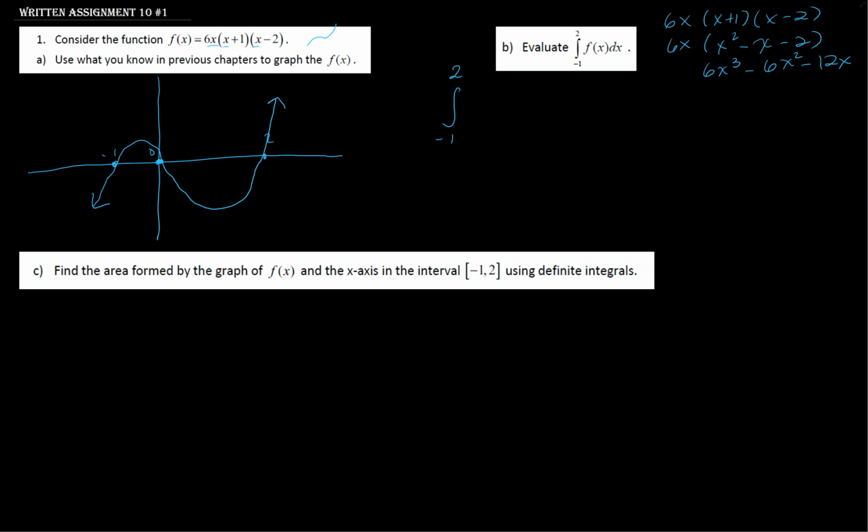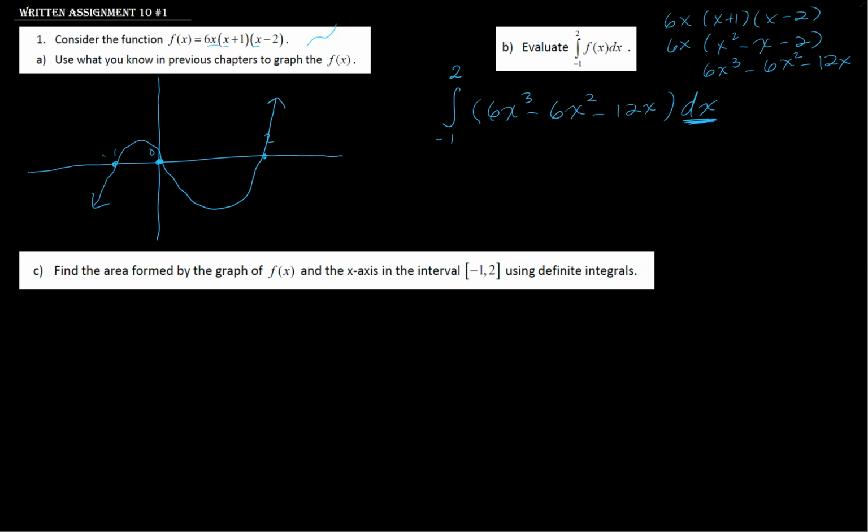So the integral we are looking for is the integral from -1 to 2 of 6x to the third minus 6x squared minus 12x with respect to x. Notice the notation as you listen and watch the video. The integral would have to have the dx written right there for it to make sense. I see that in some of your work, you do not have that.